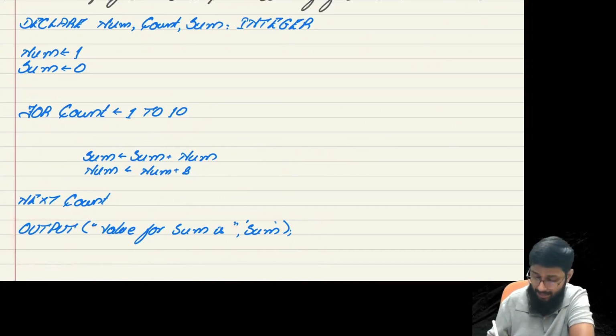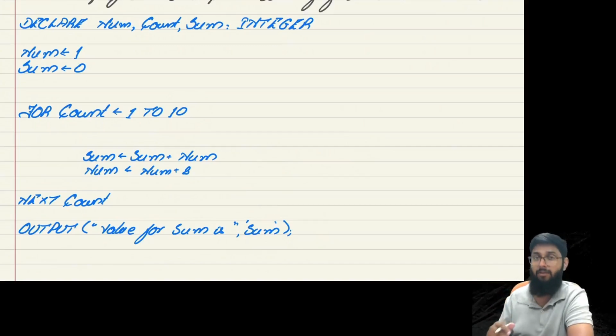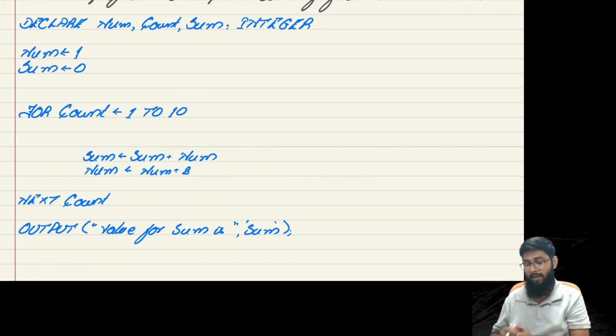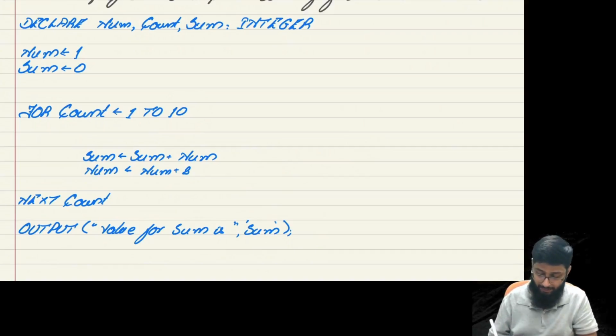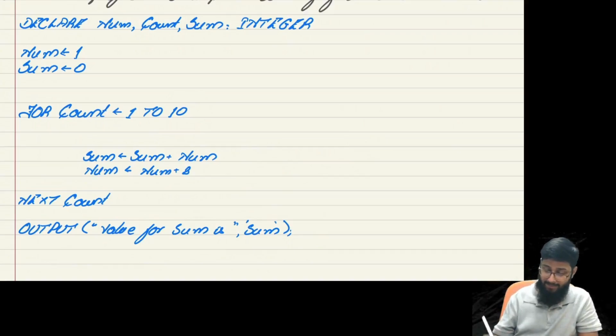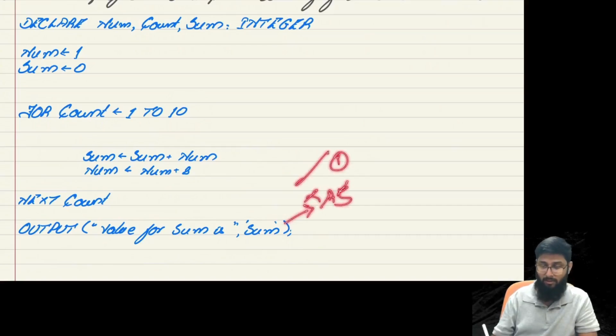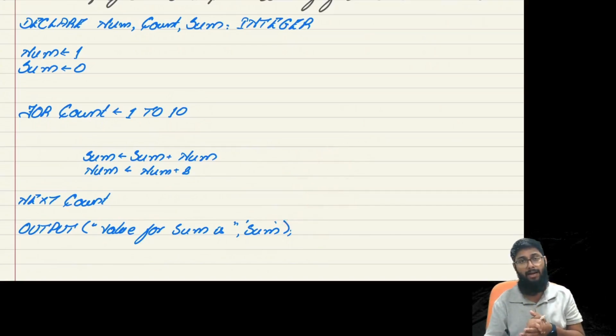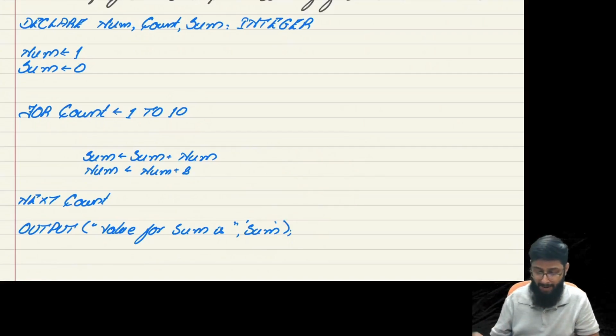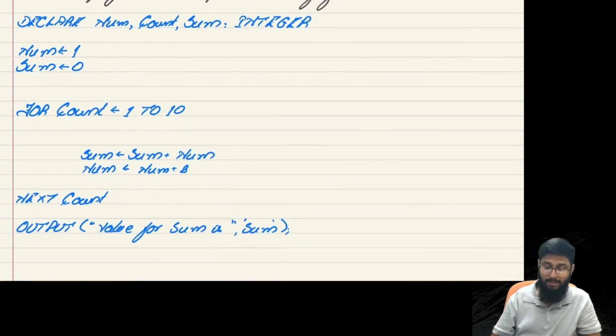Value for sum is, and within this, the value of the sum, whatever the sum value is, will be printed. And again repeating myself, these brackets are obsolete for the AS levels, whereas for the O levels they are there. So you need to remove the brackets if you are in the AS levels. If you are in the O levels, you do not need to remove these brackets. Other than that, the things remain the same.